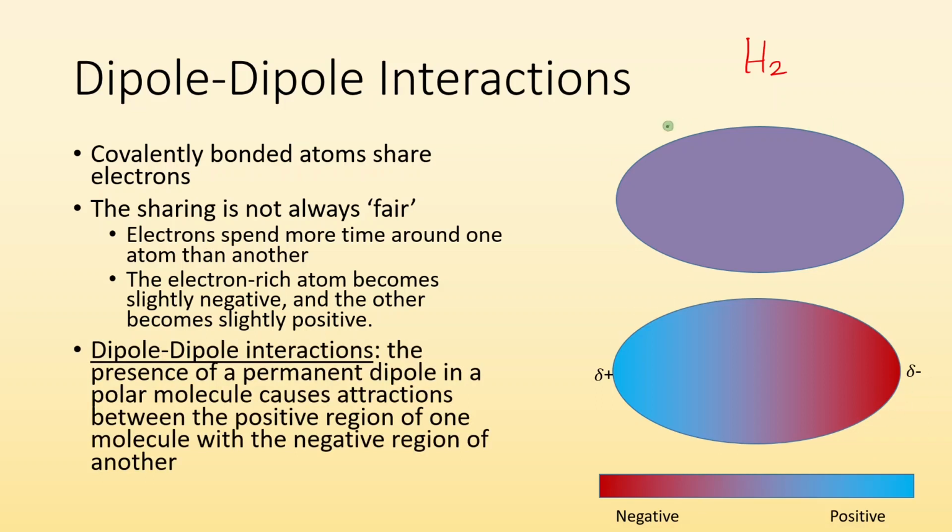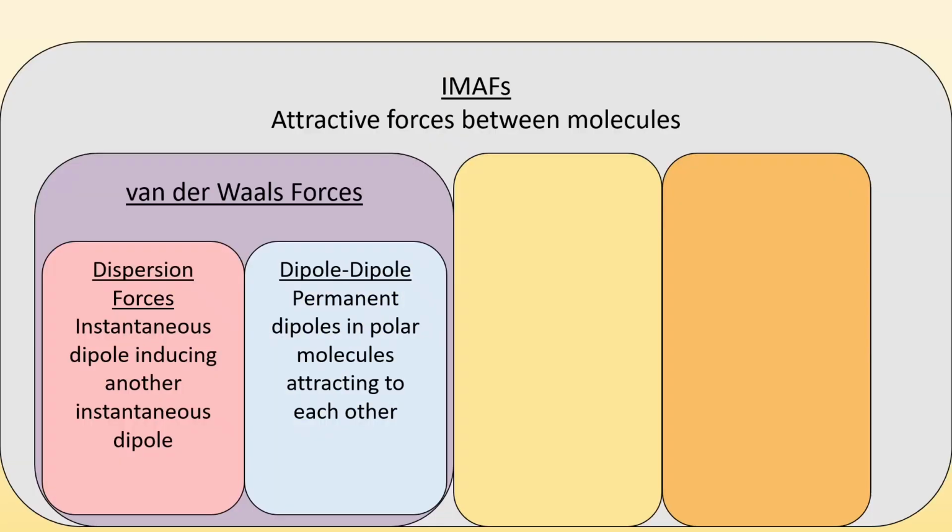These are what cause the dipole-dipole interactions. So dipole-dipole interactions are the presence of a permanent dipole in a polar molecule, which causes attraction between the positive region of one molecule and the negative region of another. So let's go back to our graphic organizer. Boom. Dipole-dipole: permanent dipoles and polar molecules attracted to each other. And now collectively, these two types of forces are sometimes referred to as van der Waals forces. So if you ever see van der Waals forces, they're talking about both dispersion and dipole-dipole forces.